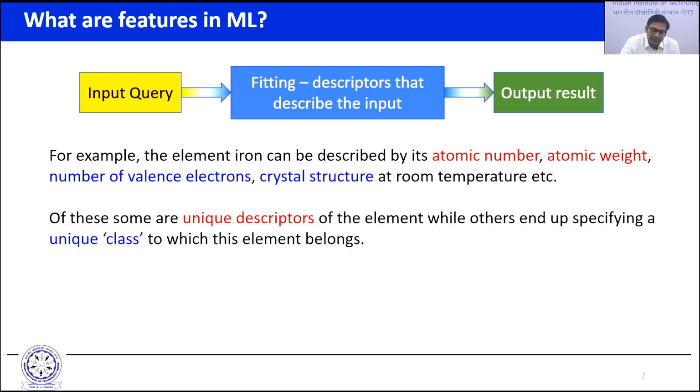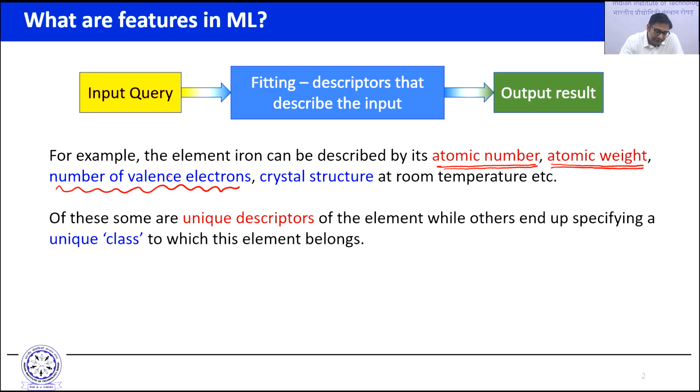What you see over here is that I have color coded these features. Something like atomic number is going to be fairly unique to iron. No other element is going to have the same atomic number. Similarly, the atomic weight is also unique to iron. No other element has the exact same atomic weight.